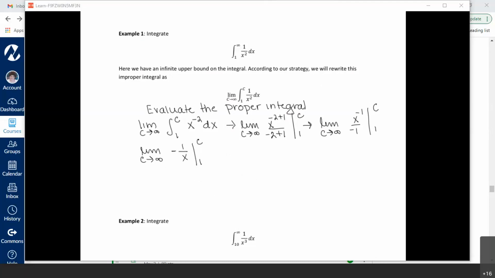All right, now here is where this limit statement comes in. I have the fundamental theorem. And I have the limit as c approaches infinity of -1 over c. Okay, that's the first part. Minus, and now I have the second part, which is -1 over 1. So here's my upper bound, and here's my lower bound. This is the fundamental theorem bit.